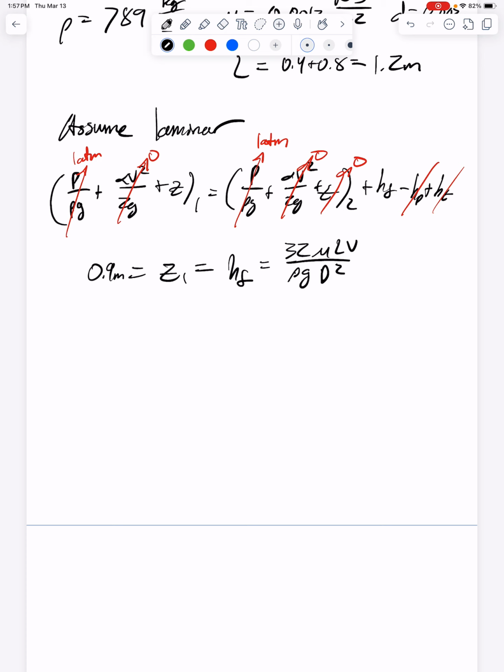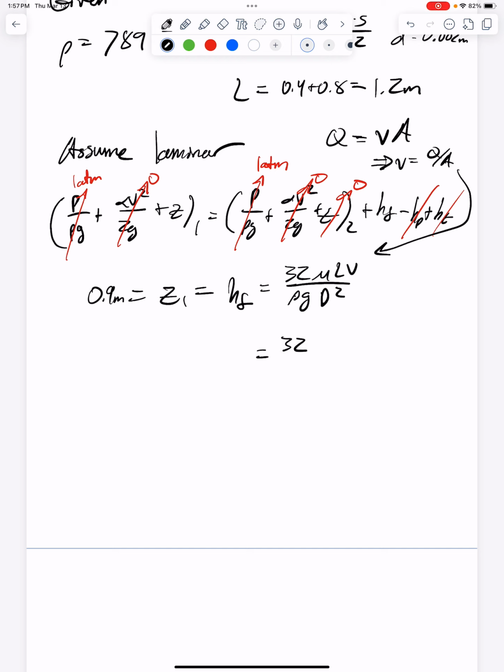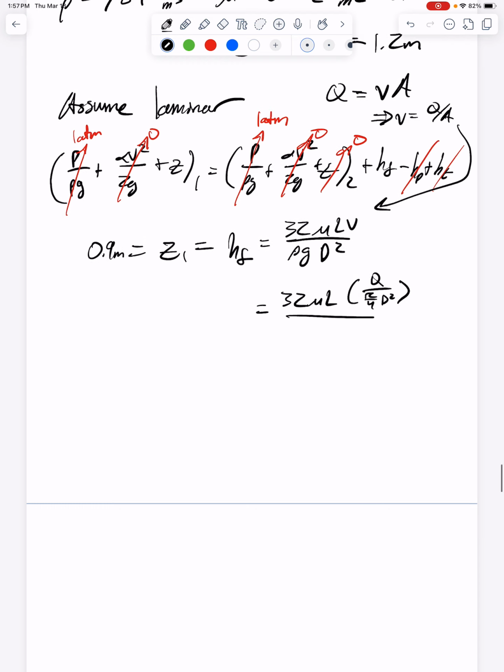I want to solve for Q, and obviously Q and V are related, as we talked about. Q is just V times A, right? So therefore, V is Q over A. I'm going to plug this expression into here. Therefore, I'm going to get head loss to be expressed as 32 mu L times Q over pi over 4 D squared, because I plugged in Q over A for V, over rho G D squared. Simplifying the math, I'm going to get 128 times mu L Q divided by pi rho G D to the power 4. And this is an expression that I think you've seen in class before. It's just me plugging that term.